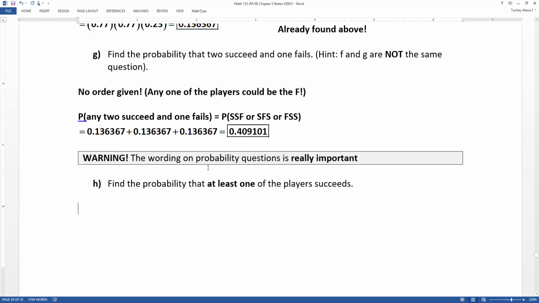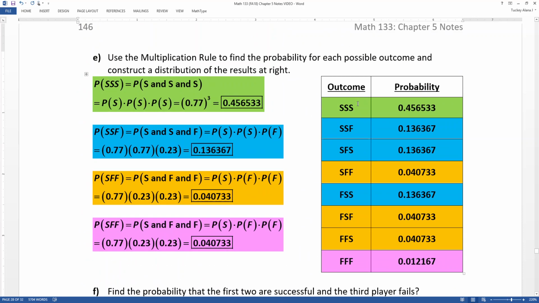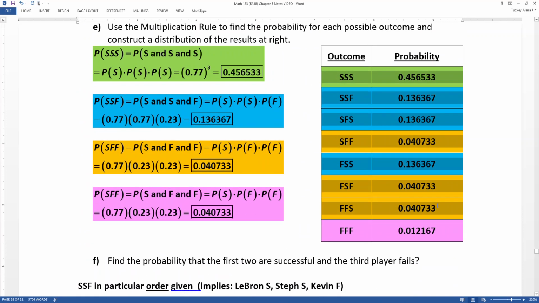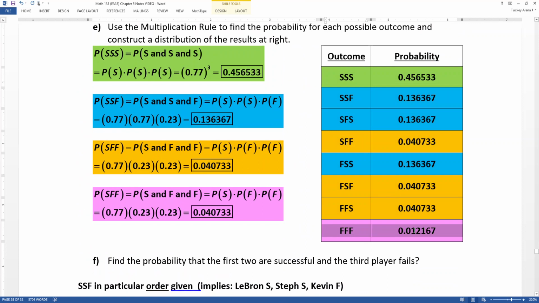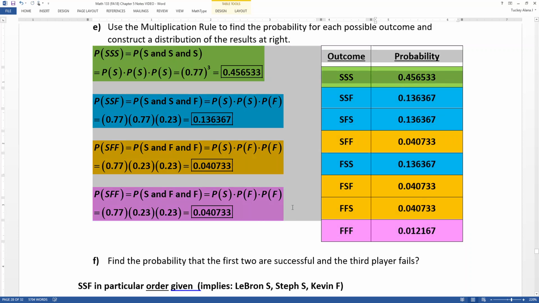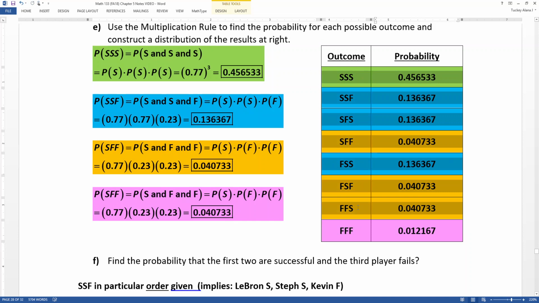All right, let's find the probability that at least one of the players succeeds. Well, this is leading us into a rule that we'll need a little bit later, but at least one success is basically everything, right? They're all at least one success, except for fail, fail, fail, right? So if we want the probability of at least one success, we want the probability of all these different S ones. Now you could add up all those different S ones if you so desired. It's a pain, but you could do it. But there's an easier way.